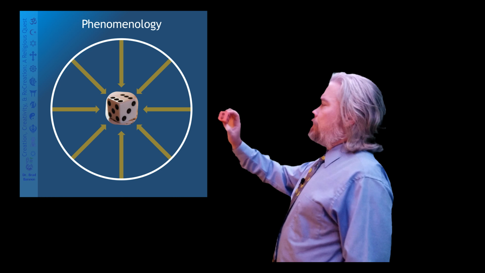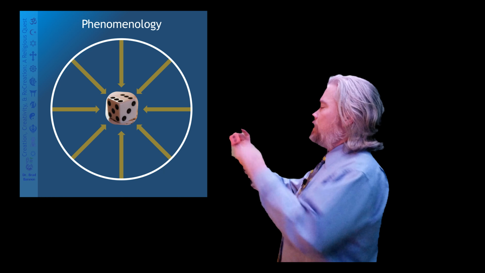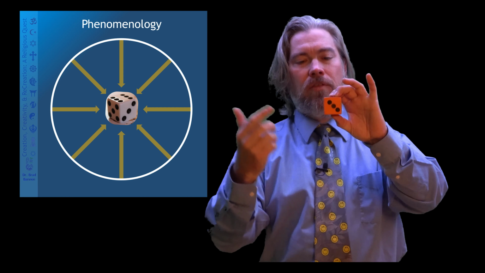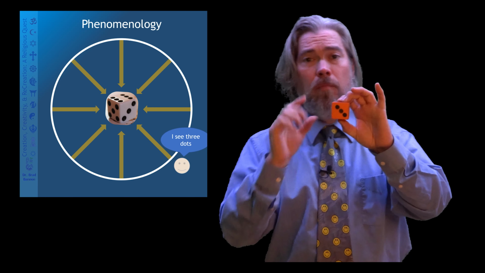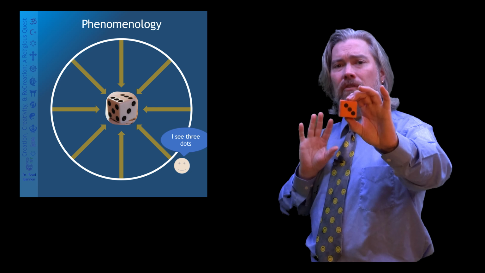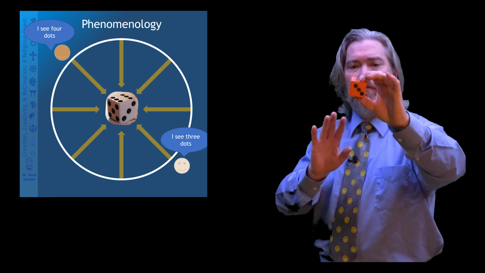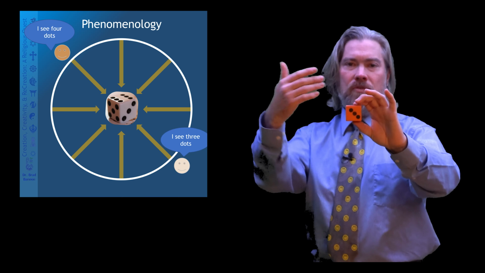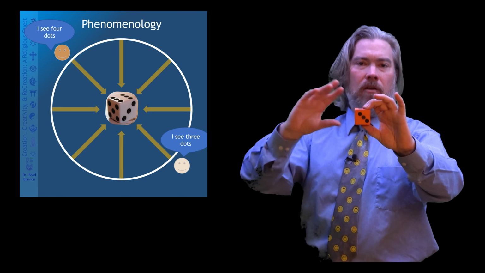All right, so let's see. From one angle, it's going to look like a flat square with 3 dots. But from the opposite angle, it's going to look like a flat square with 4 dots, right? Because opposing sides of a regular playing die always total 7.